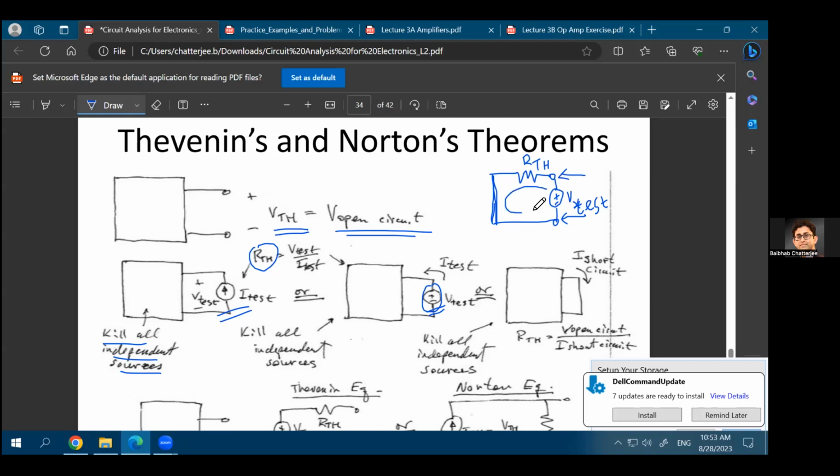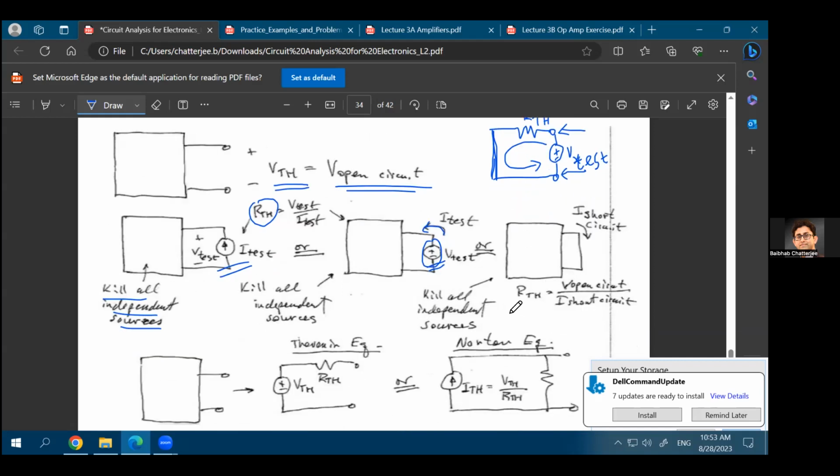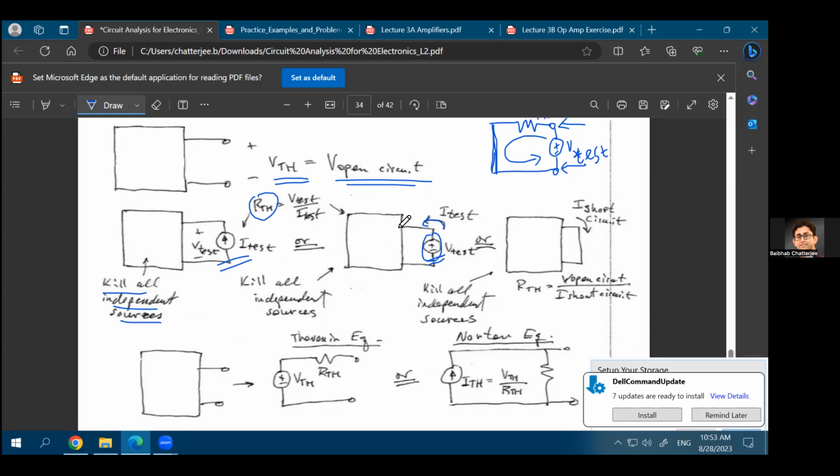If you have a V test connected, there would be a current flow inside this loop, right? And you can measure how much current is going into this loop. So when you have this V test connected, let's assume that you can figure out what is the amount of I test that will be going into this black box, then you'll know that your R Thevenin is basically V test over I test. So your R Thevenin is basically your V test over I test.